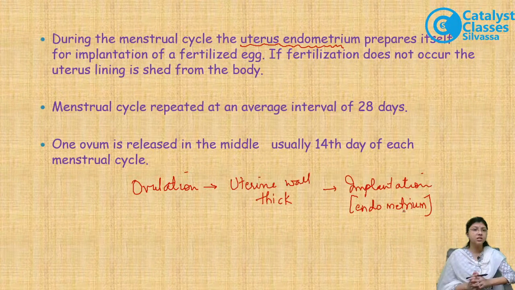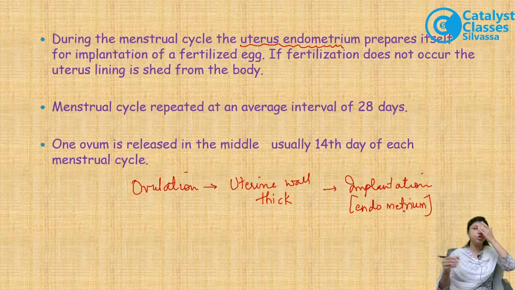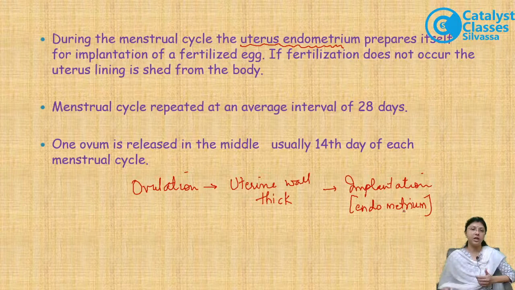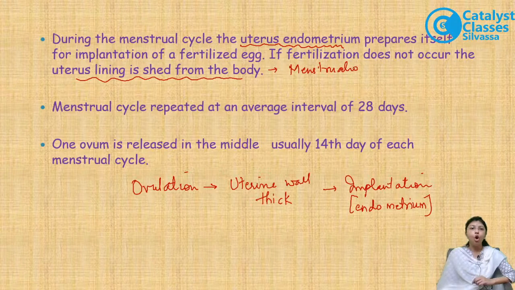The uterus is prepared so that in case fertilization takes place, implantation should take place. But normally, until and unless a female gets married and there is no copulation taking place, there will be no fertilization of the egg, right? And as a result, every month the lining of the uterus is shed from the body. And this, as I told you, is termed menstruation, or in simple terms it is also called menses.